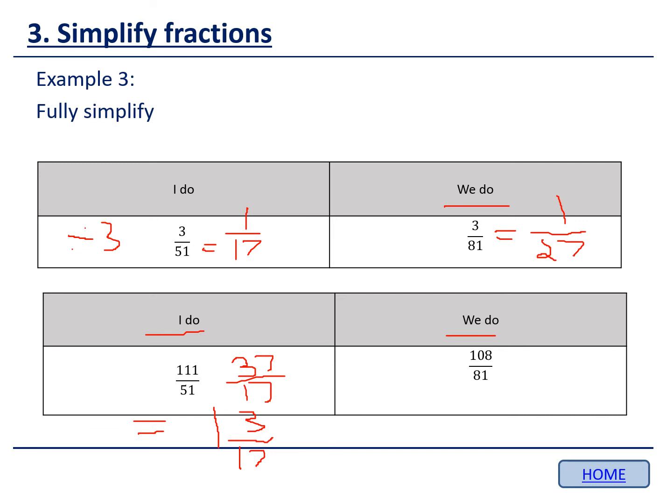So it looks like we're using our multiplier of 3 again, because if we looked at the last we do, we had 81 again, so we're going to have 27 on the bottom. How many 3s into 108? Well, that's 1 less than 111 over here, so that's going to be 36. And then, can you practice writing this as a mixed number fraction?